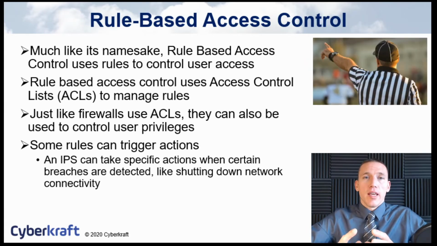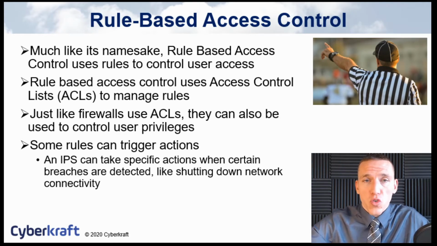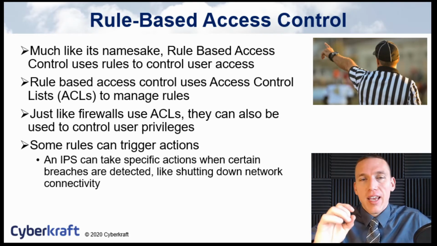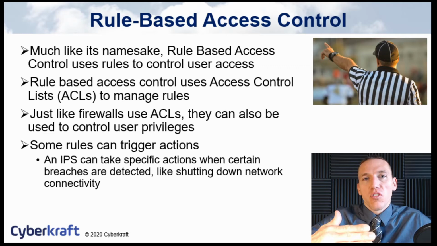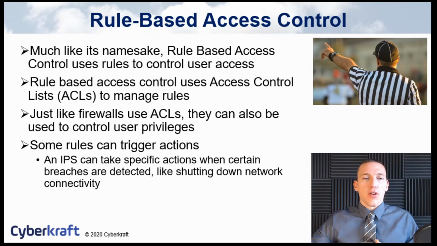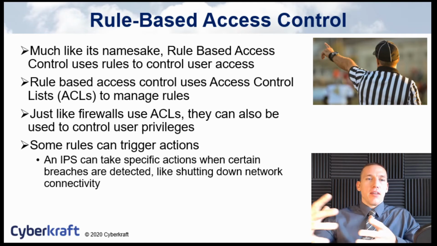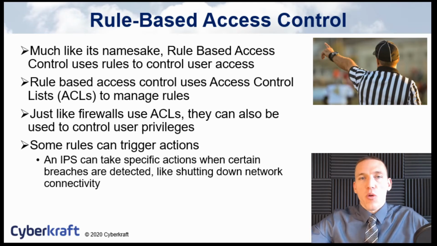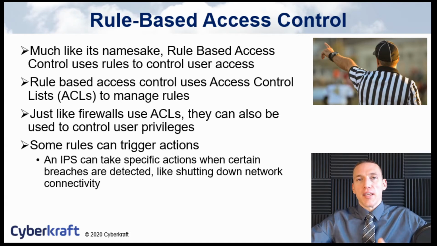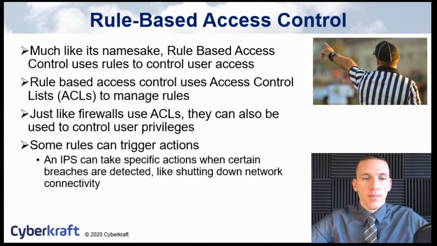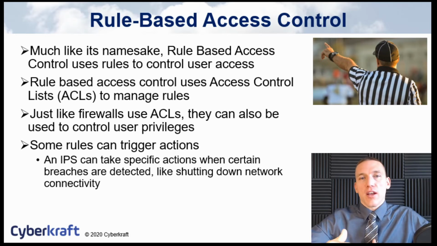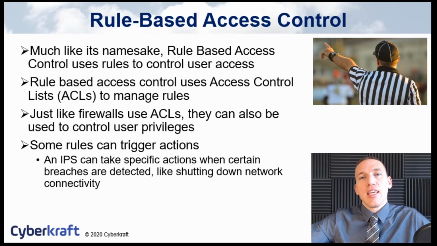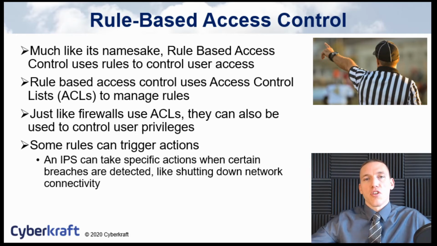Rule-based access control uses specific rules to control user access, and rules are governed by access control lists, or ACLs. So rules will be listed and recorded within those ACLs, and then applied on an as-needed basis. Firewalls use ACLs, and firewalls are a great example of rule-based access control in use. So with those ACLs, you can have rules that can then lead to additional actions. So a firewall might refer to an ACL to deny all traffic from a certain IP address.